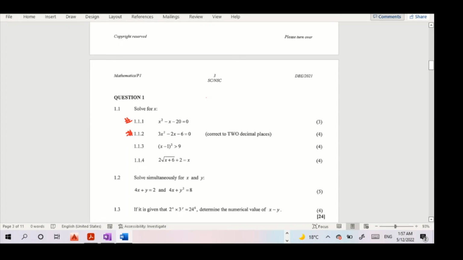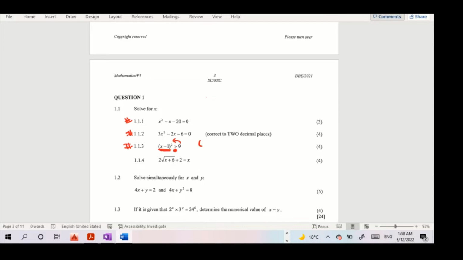Now going to 1.1.3, which I regard as important. So the first step you're going to do is expand this and find the product, then transpose this 9 to the other side, add together, write in standard form and factorize. Then you are going to find your critical values because there is an inequality here, right?